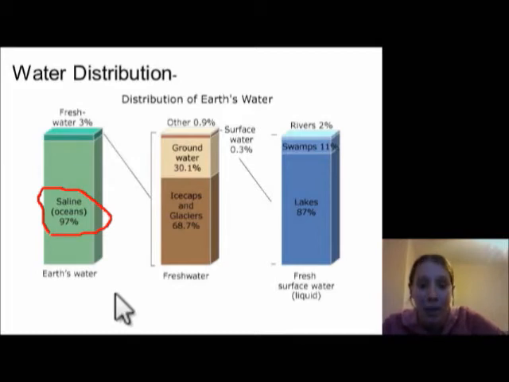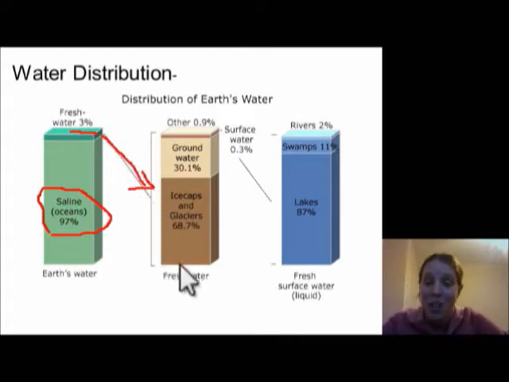97% of planet Earth's water is salt water and therefore not really usable to plants and animals like us for drinking and other purposes. So what we care a lot about is this 3%, this tiny little 3% that is the fresh water. So let's take a look at this next graph, which will tell us about the fresh water.